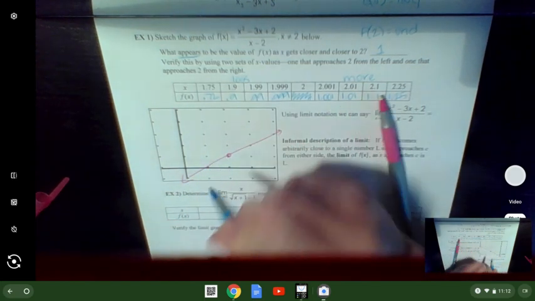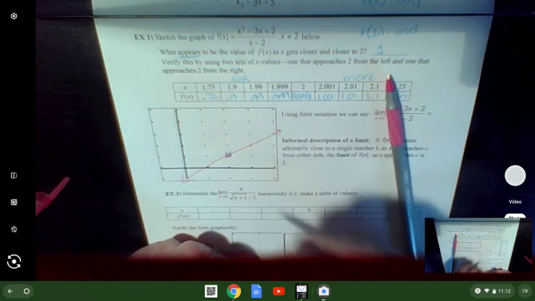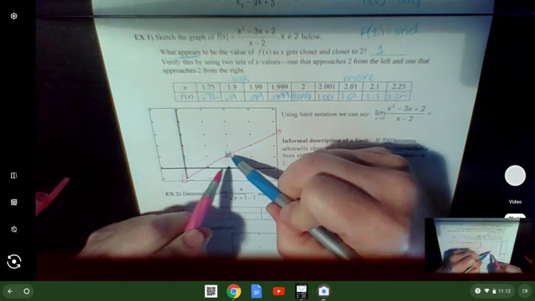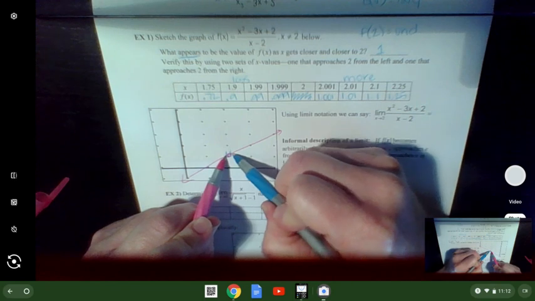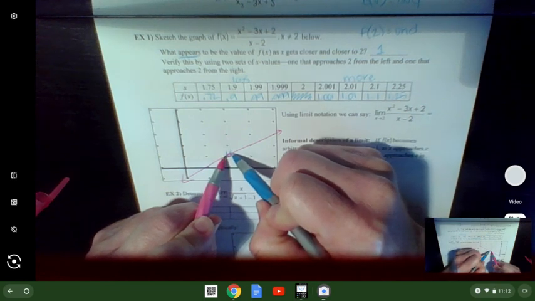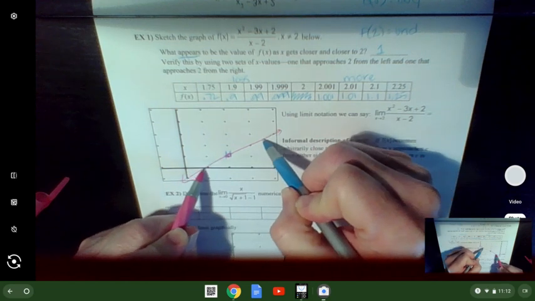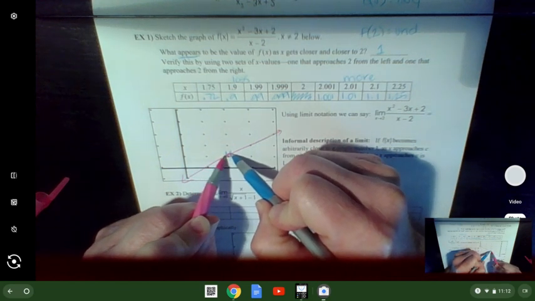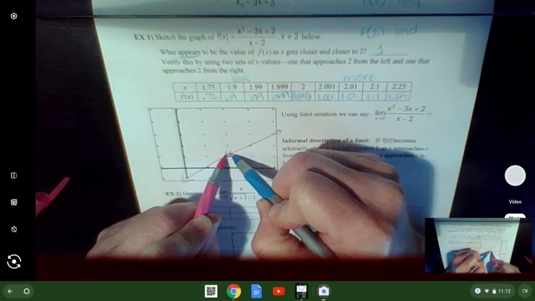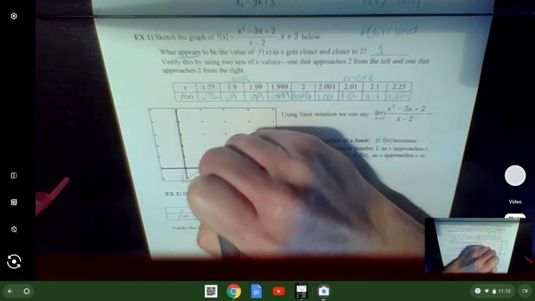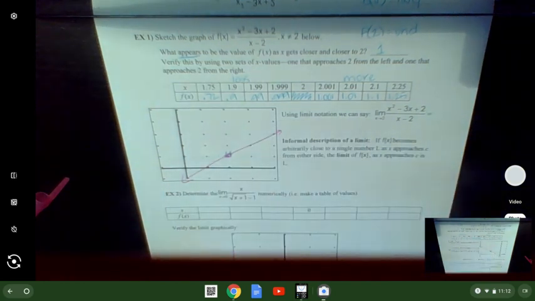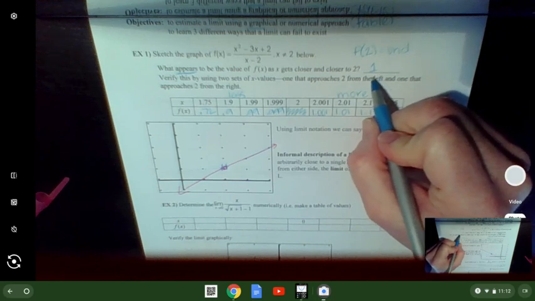But frankly, I don't care what is happening at 2. I just want to squeeze 2. So if I squeeze 2, I'm going to answer the question, where would I expect both sides, my fingers or my pens, to meet up? At what y value would I expect them to meet up? Well, in this case, I would expect them to meet up at a y value of 1.